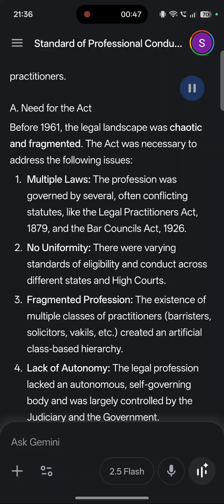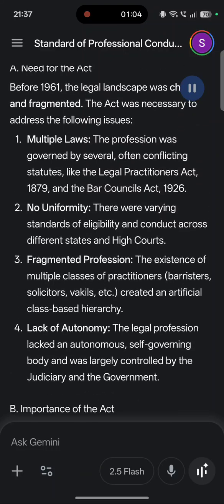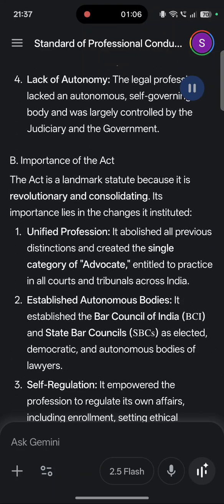3. Fragmented profession. The existence of multiple classes of practitioners, barristers, solicitors, vakils, etc., created an artificial class-based hierarchy. 4. Lack of autonomy. The legal profession lacked an autonomous, self-governing body and was largely controlled by the judiciary and the government.